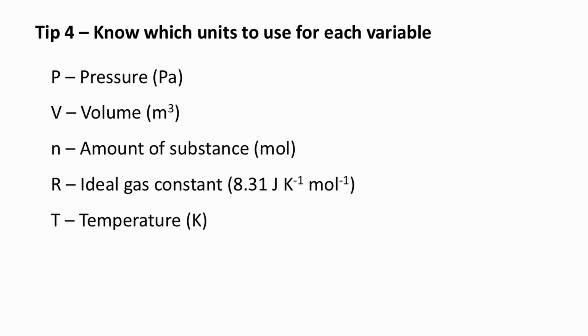Tip number 4, know which units to use for each variable. Pressure in pascals, volume in meters cubed, and amount of substance in moles. Depending on the data that you are given, the ideal gas constant is 8.31 or 8.314, and this has units of joules per Kelvin per mole. And finally, temperature is measured in Kelvin.